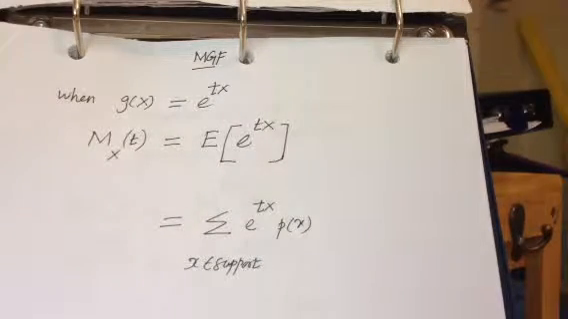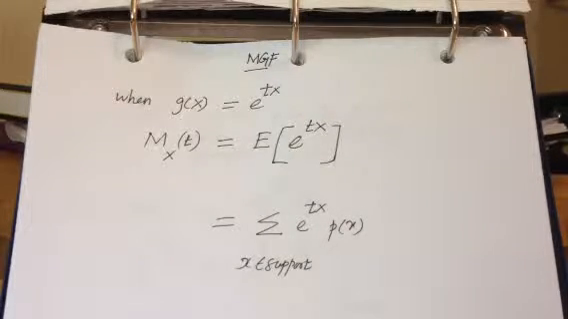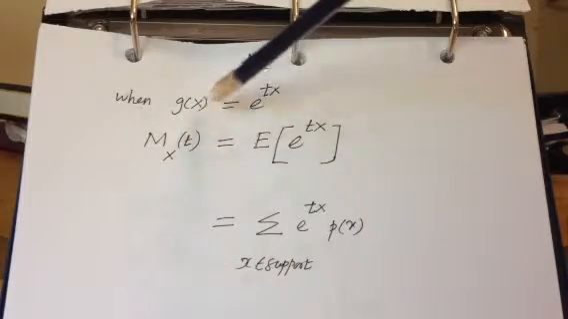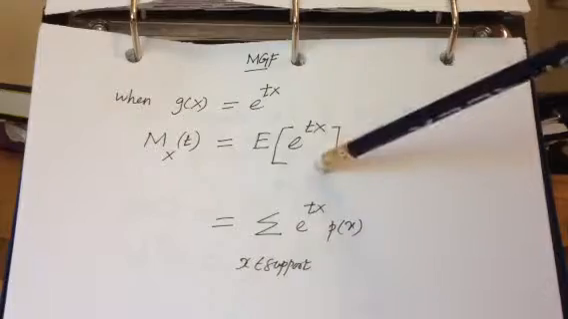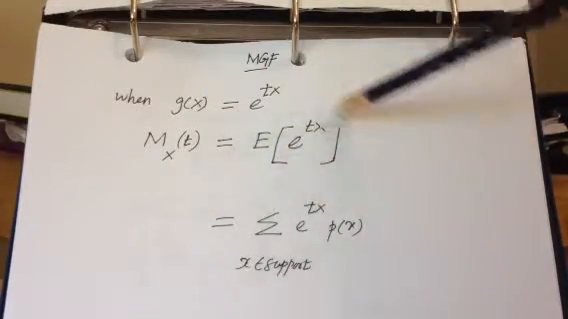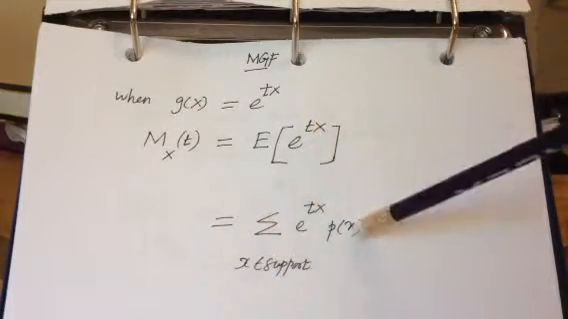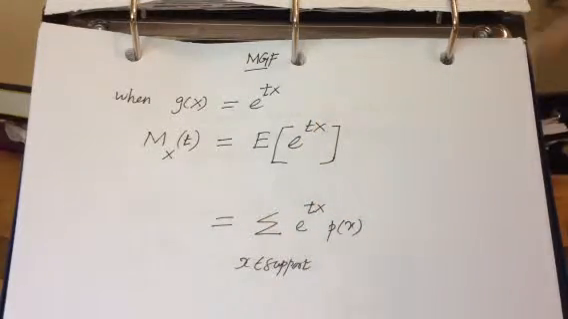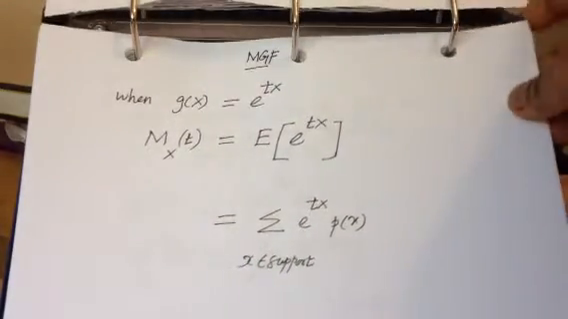Moment generating function. In case the function g of x is equal to e power tx, we are going to define the moment generating function Mx of t as the expectation of e power tx. Expectation of e power tx is nothing but the summation of e power tx times its probability mass function, where x belongs to the support. I'm going to move on to my next slide.